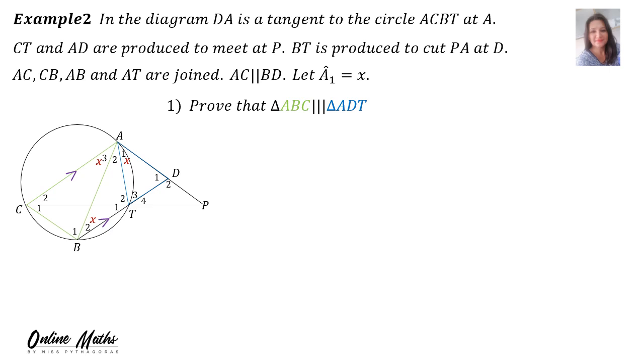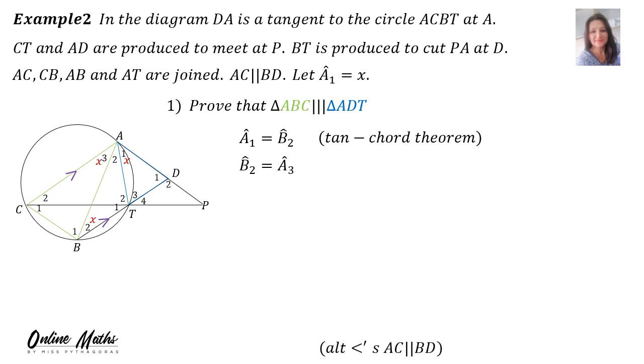Now, before we start, we can say that A1 is equal to B2. And the reason is the tan-chord theorem: the angle between the tangent and the chord is equal to the angle in the opposite segment. Then we can also say that B2 is equal to A3, and the reason is they form alternate angles because AC is parallel to BD. Then they are both equal to B2, therefore we can say that A1 is equal to A3.